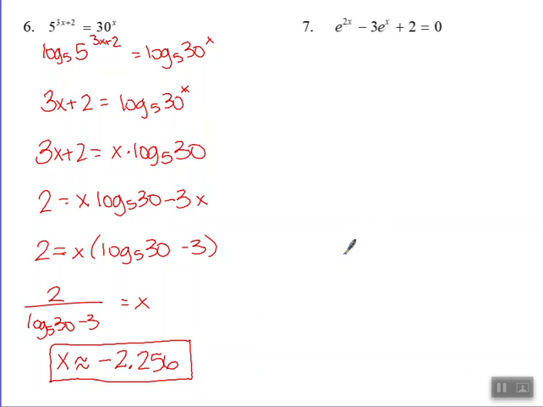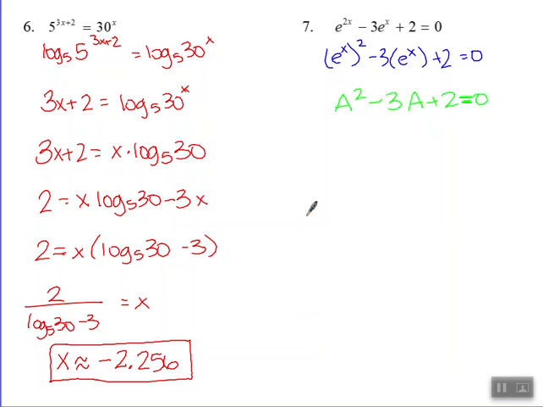Number 7 is a little bit trickier. We have e to the 2x minus 3 times e to the x plus 2 equals 0. This problem is actually secretly a quadratic. I'm going to rewrite this. It's e to the x squared. And that comes from our exponent laws. So you should be able to see here that this is really the same as if I had a squared minus 3a plus 2 equals 0.